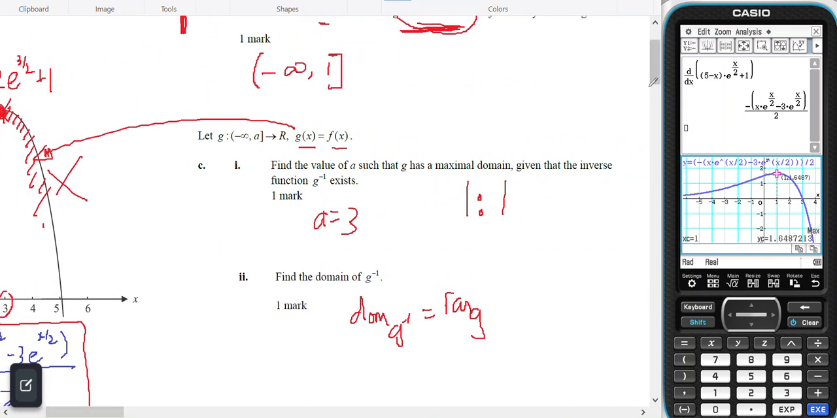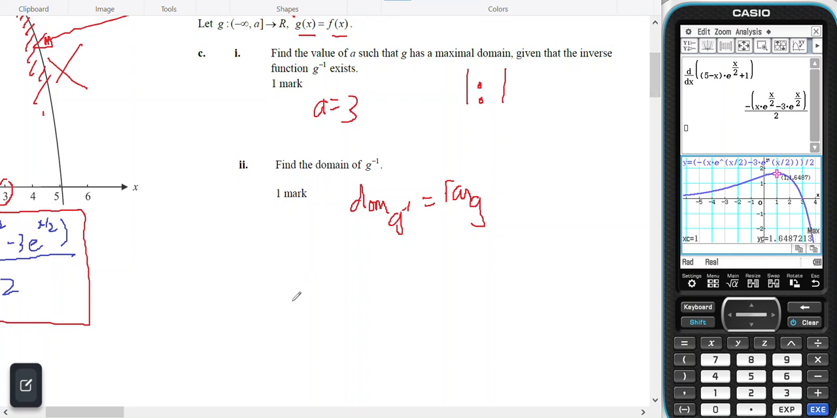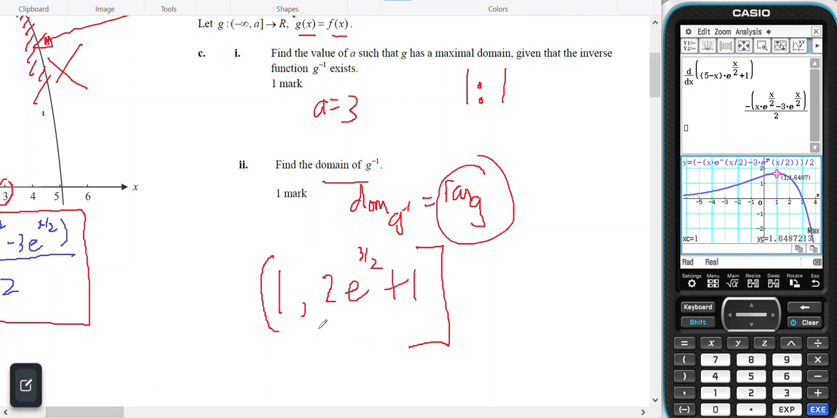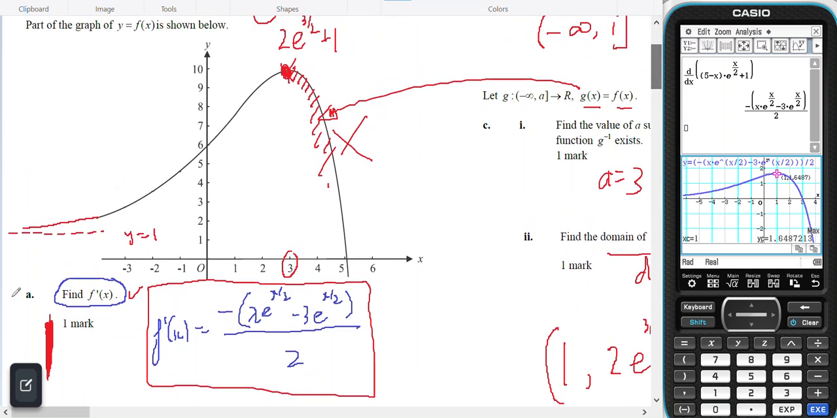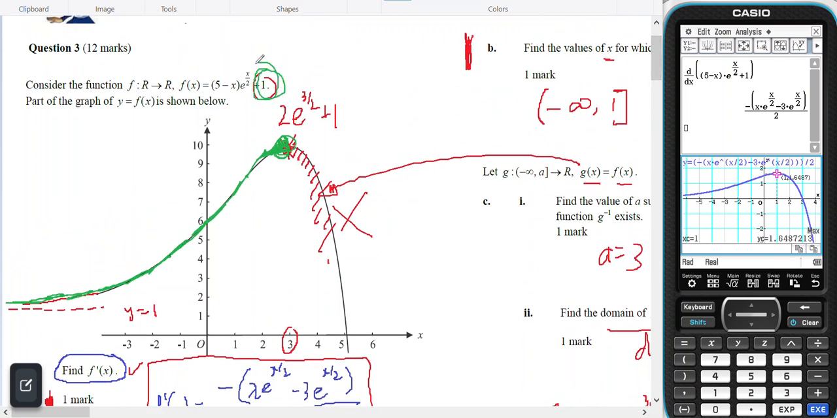So my domain will be 1 not inclusive up to 2e to the 3 on 2 plus 1 inclusive, because the domain of the inverse will be the range of the original, and the range of the original is this curve here with the restricted domain of going up to 3. And the trick at the bottom end was it's asymptotic to y equals 1. So that's A, B, and C.